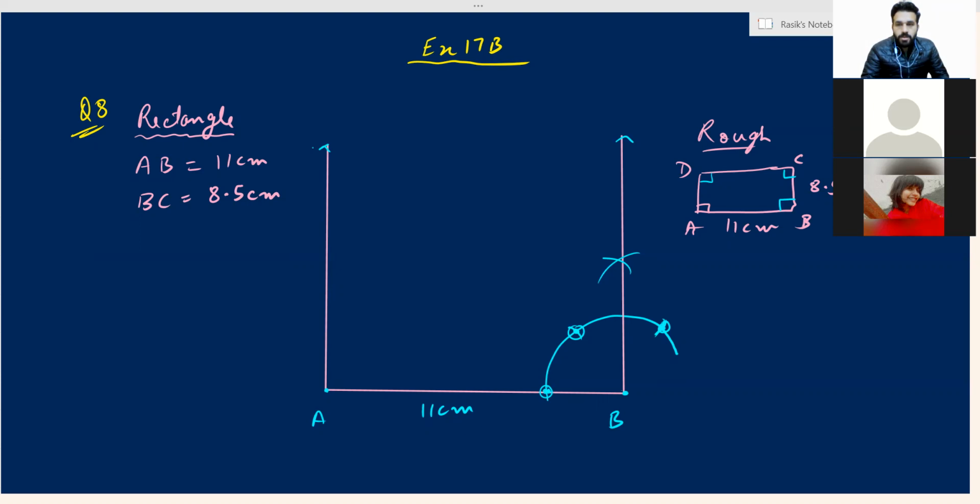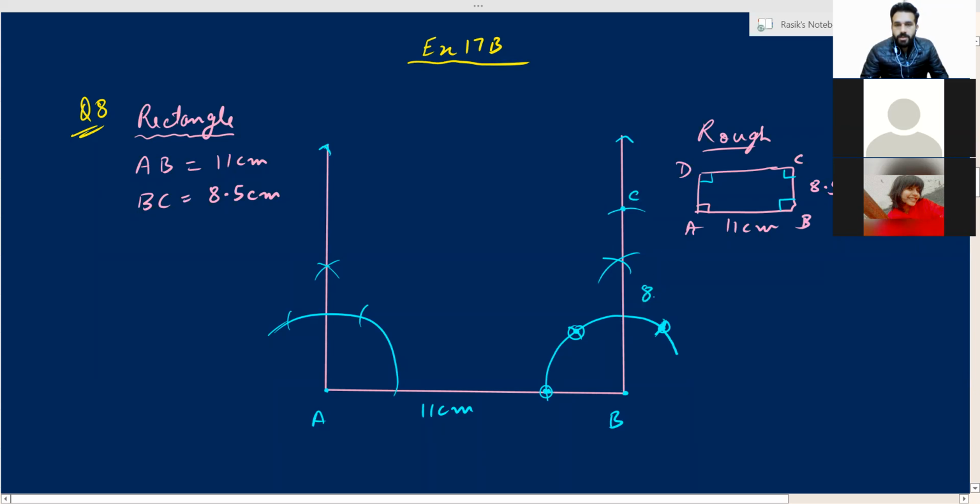Beta, you can construct with the help of a protractor also. So draw an angle of 90 degrees at vertex A also, and then construct this line. Now we have to construct BC of 8.5 centimeters. Measure 8.5 centimeters in your compass, keep your compass at point B and cut an arc here. So you will get the vertex C.